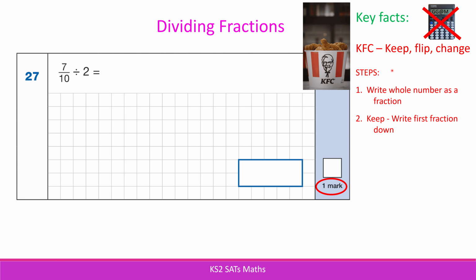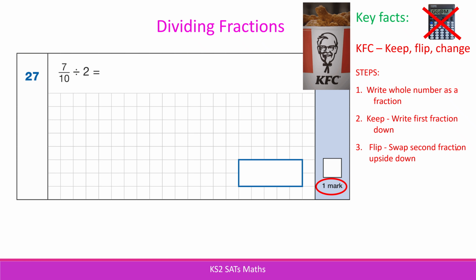So step 2 is the beginning of KFC, which is the keep. So you're going to write down the first fraction that's given. The F stands for the flip, which means we're going to swap the second fraction upside down. So this second fraction you've got here, you're going to write next to it with a bit of a gap in the middle and flip it upside down. And then the C stands for change. And we change this divide symbol in the middle to a multiply.